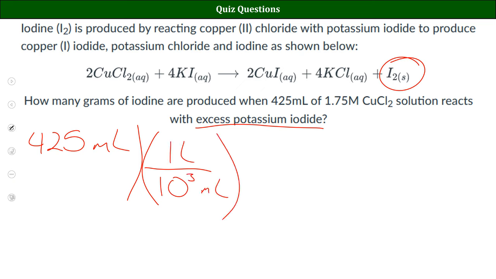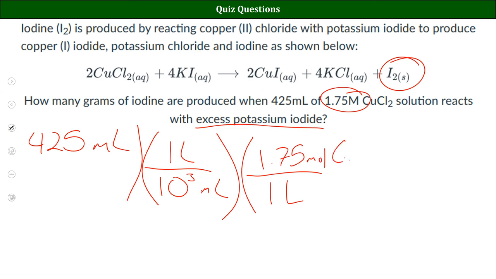I did see at least one person who turned in their work and switched those two numbers, so they had 1,000 liters is 1 milliliter. Again, easy to do. Just watch your reasonableness check, because especially when you're going fast, it's easy to mess that up. And then once you're in liters, we use our concentration. Capital M means moles per liter, or 1 liter equals that many moles. So per liter on the bottom, 1.75 moles copper(II) chloride on top.